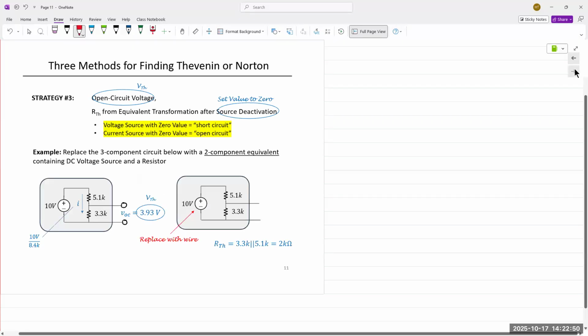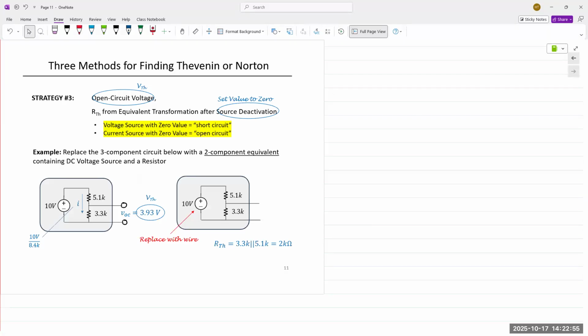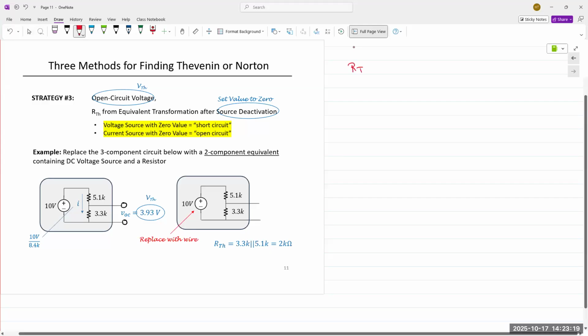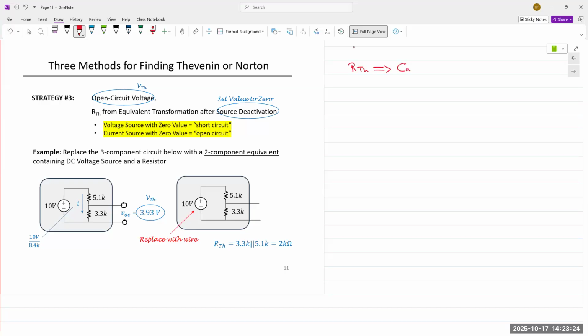Okay, let's look at this first, then we'll go back to the other slide. So the method of finding RTH is by simply measuring or calculating REQ at those terminals. Okay, so there is nothing new in this. REQ is something that you've already learned in the past, that you already know how to do. So RTH is simply calculating REQ.